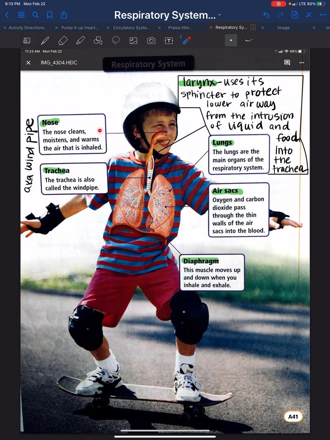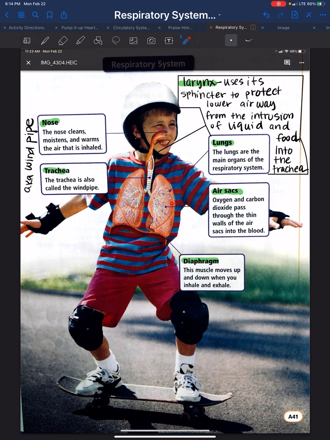The nose cleans, moistens, and warms the air as it is inhaled. The trachea, aka the windpipe, is also called the windpipe. Excuse me. The larynx uses its sphincter to protect the lower airway from the intrusion of liquid and food into the trachea. The lungs. The lungs are the main organs of the respiratory system, and then here we have our air sacs.